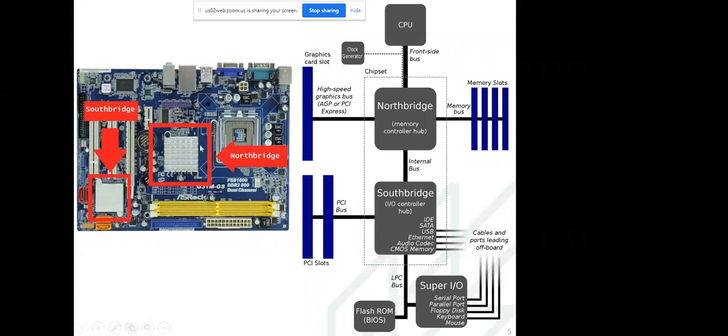Okay, here we can see this is North Bridge and South Bridge. North Bridge works like this: the CPU is directly connected to the North Bridge. This is the CPU port, this is the CPU slot. This is a motherboard, and this is the CPU slot.